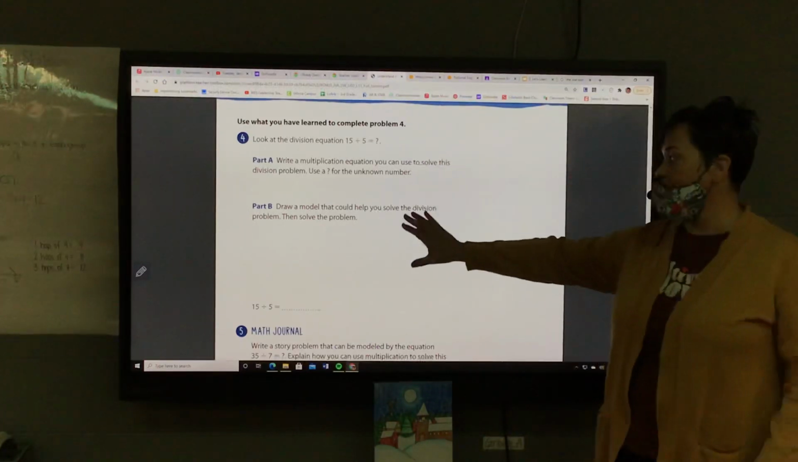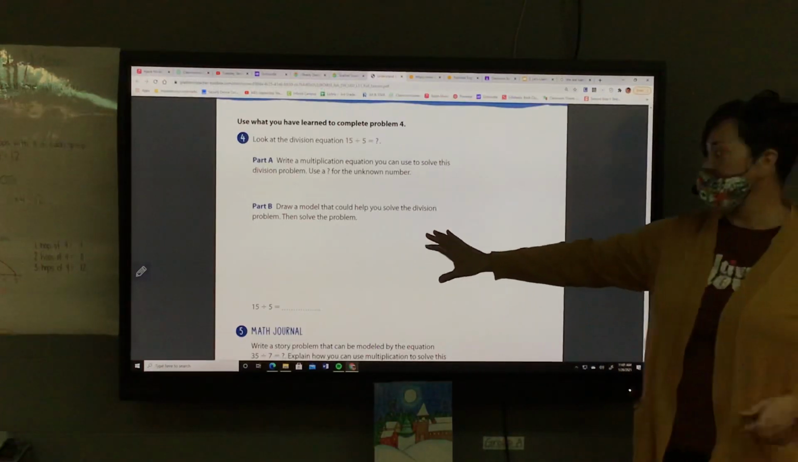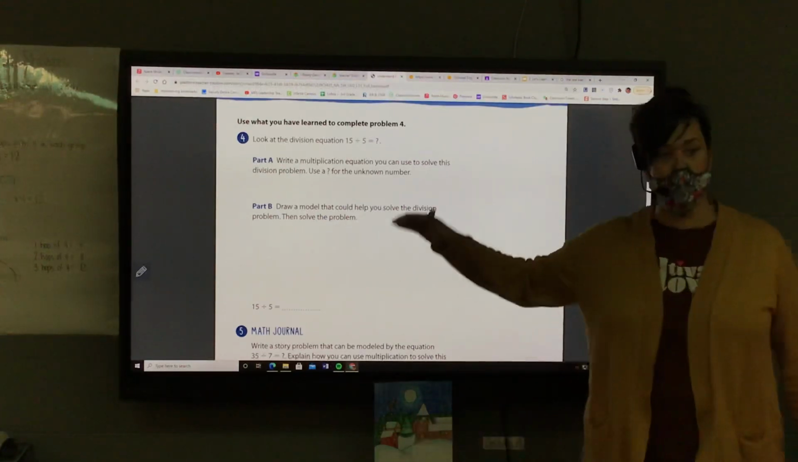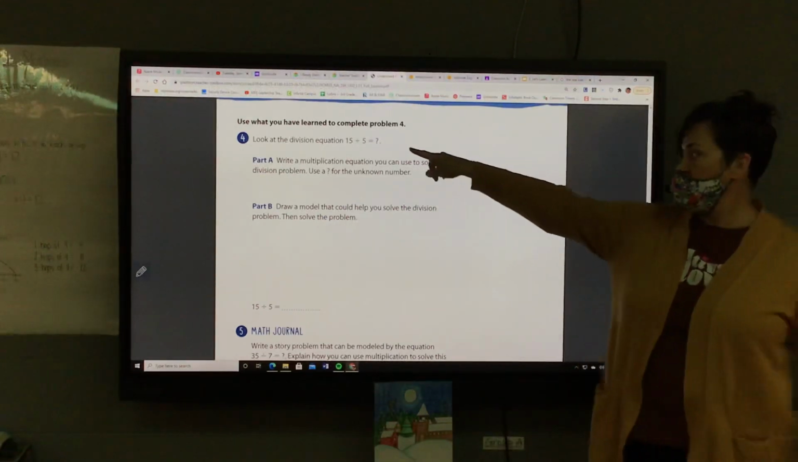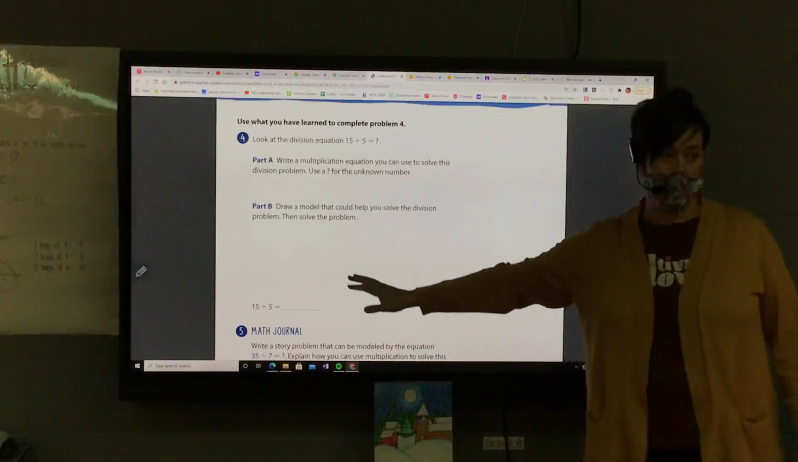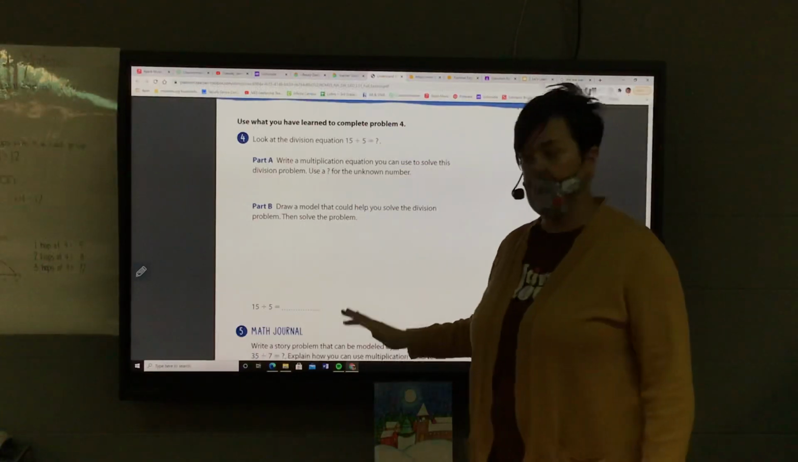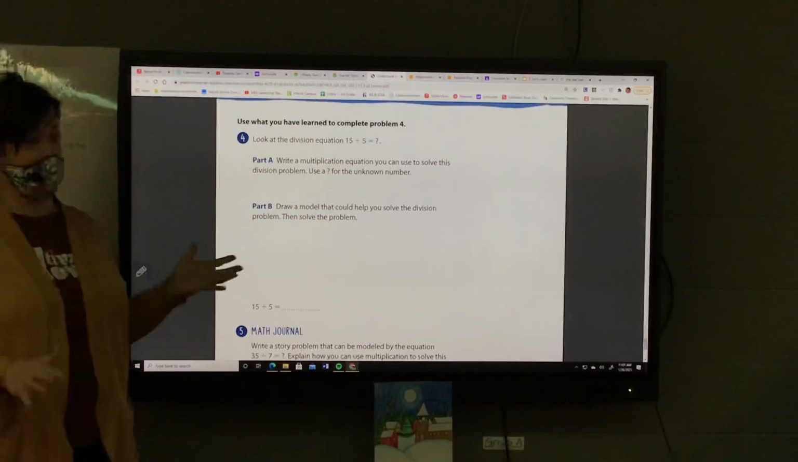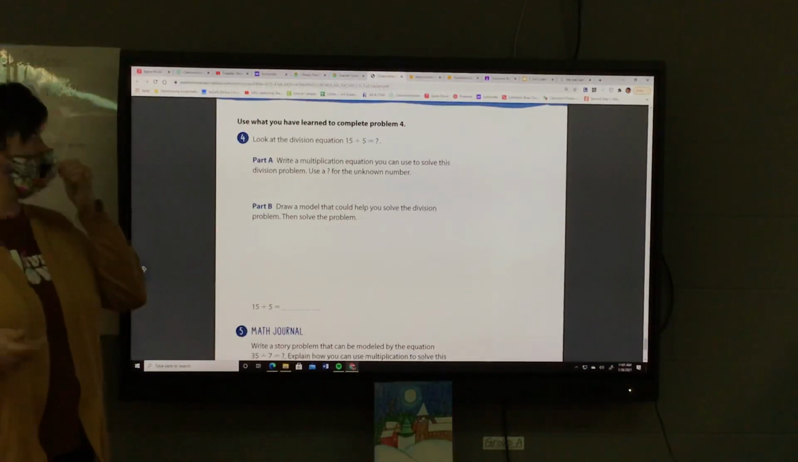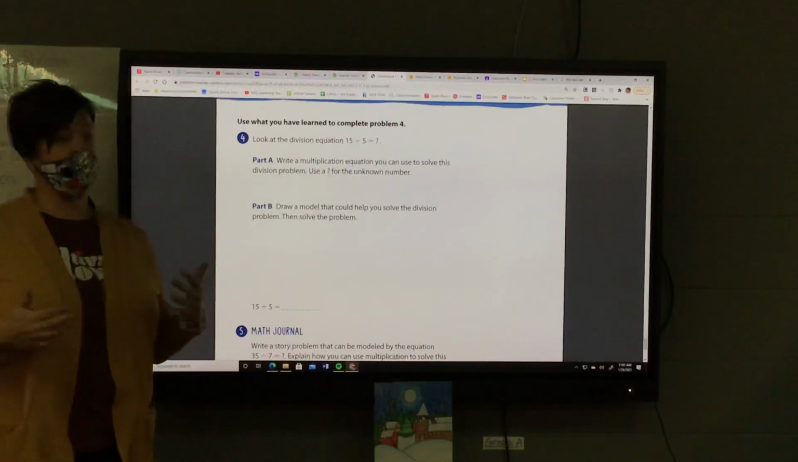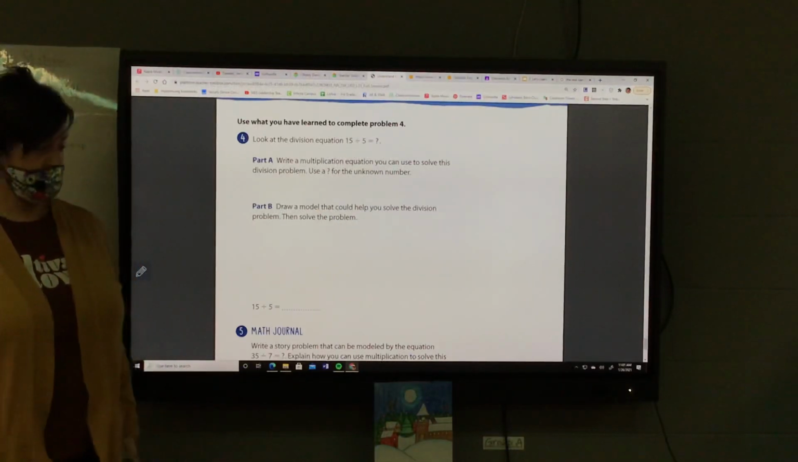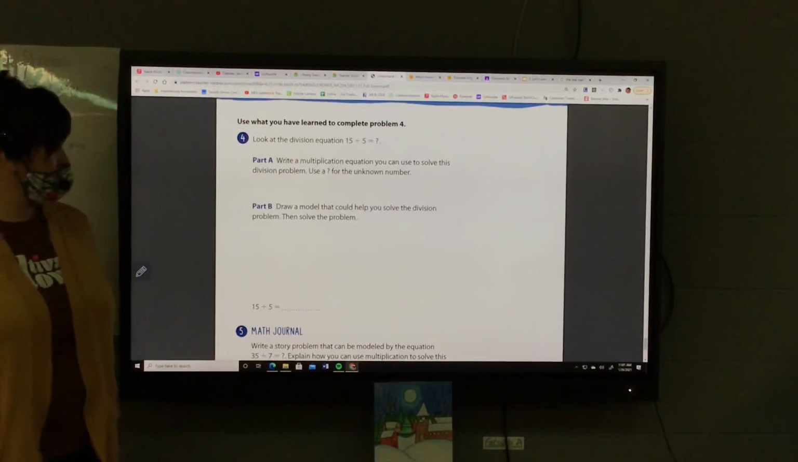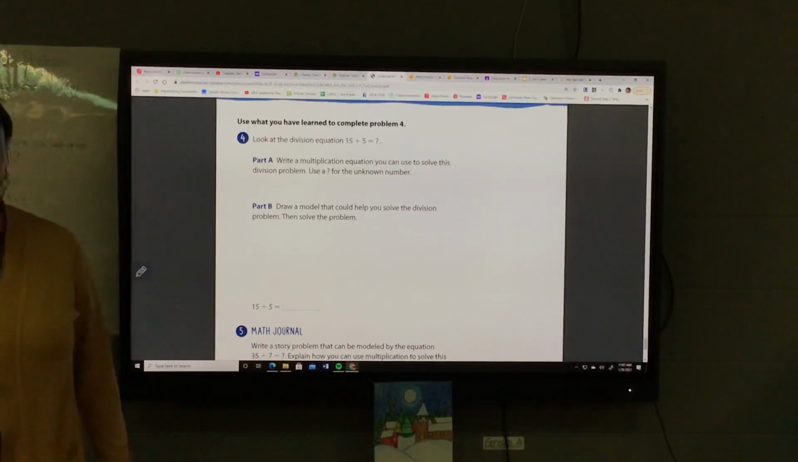Now, draw a model that could help you solve the division problem. So, draw whatever model you need. Maybe you're going to do an array or equal groups. Does it matter? No. But does it need to be shown correctly? Yes. That is part B.